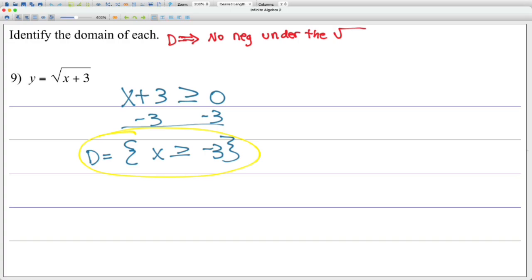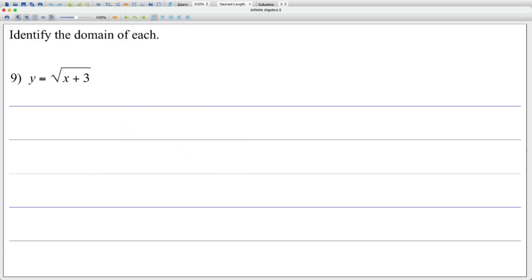Here we go. Number 10. Which part of that must be greater than or equal to 0? The 3, the x, or both?